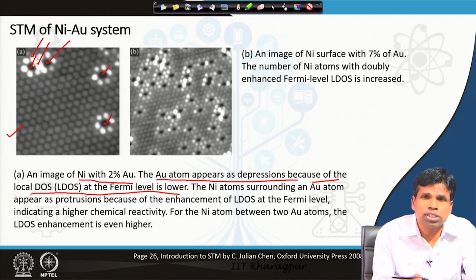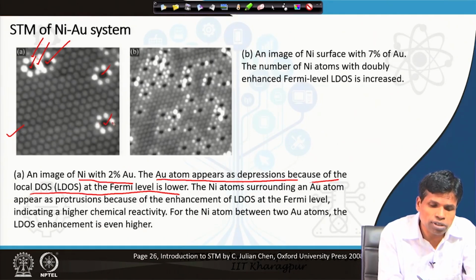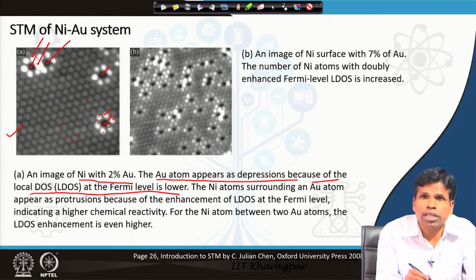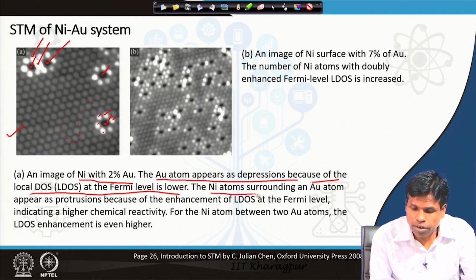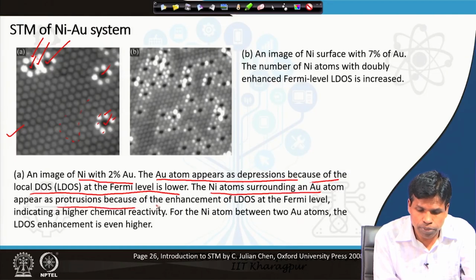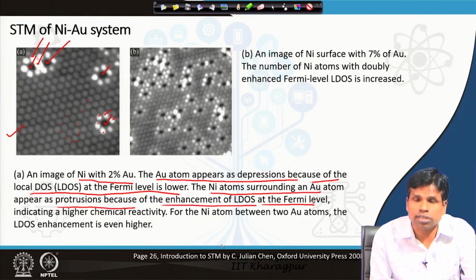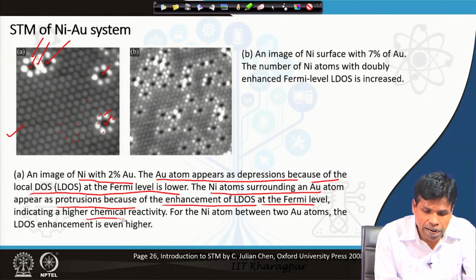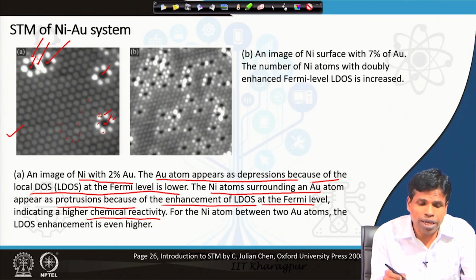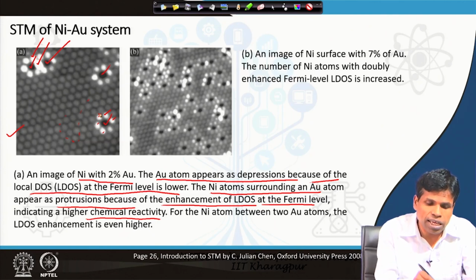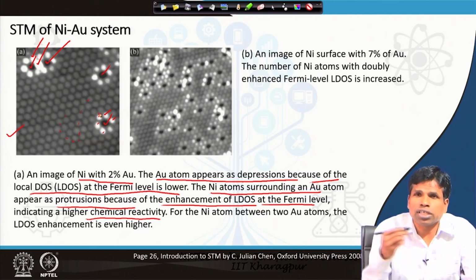But interestingly, we also see another feature: around that gold atom, the nickel atoms are brighter. Here all are nickel atoms, but the nickel atoms present around the gold atom are far brighter. That means the nickel atoms surrounding the gold atom appear as protrusions because of the enhancement of the local density of states, indicating their higher chemical reactivity, that those nickels have reacted with the gold in a manner that they have changed themselves and their density of states goes higher.